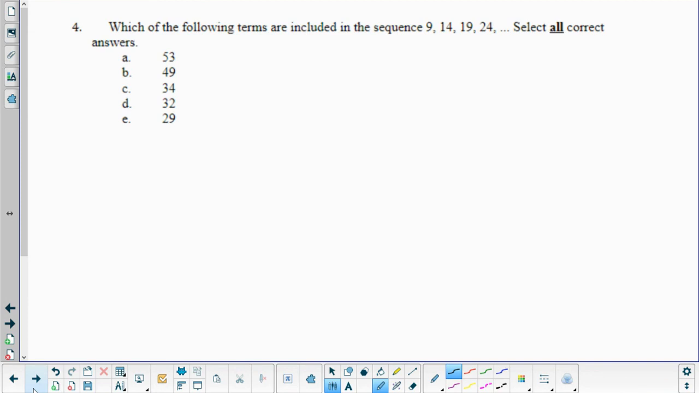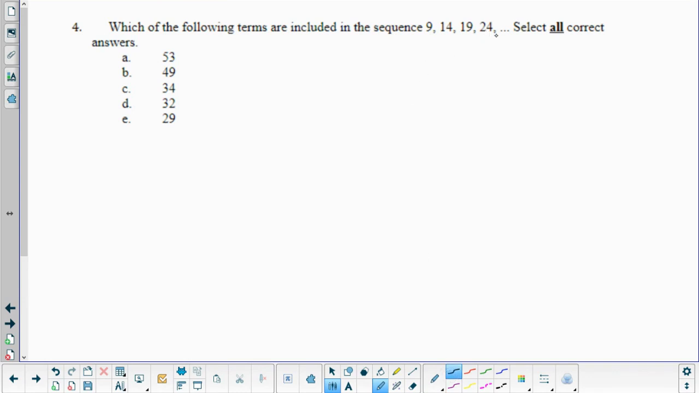Which of the following terms is included in this sequence? And this is the same sequence we talked about earlier: 9, 14, 19, and 24. So the common difference that we found out before was we were increasing by what each time? We were increasing by 5. So what I would do is keep on adding 5 every time.